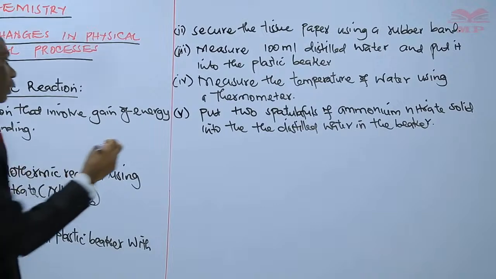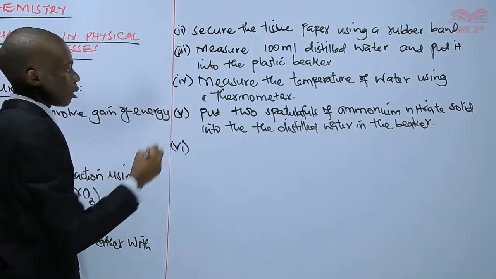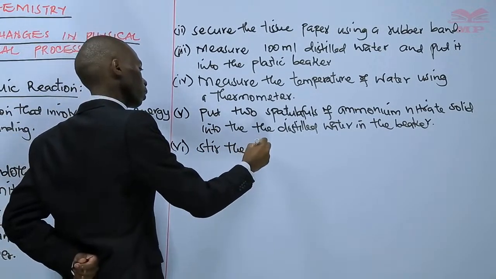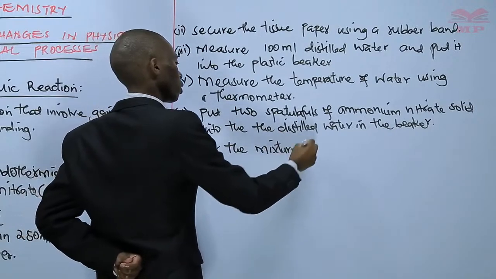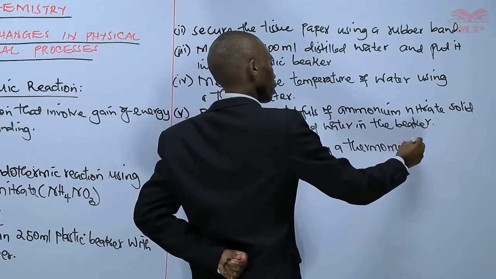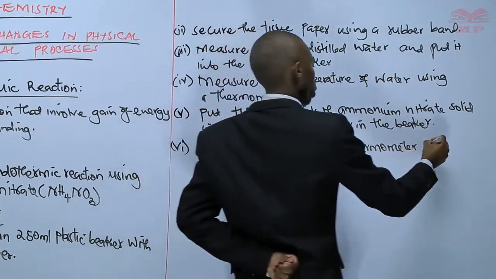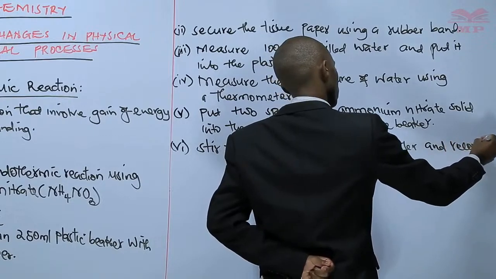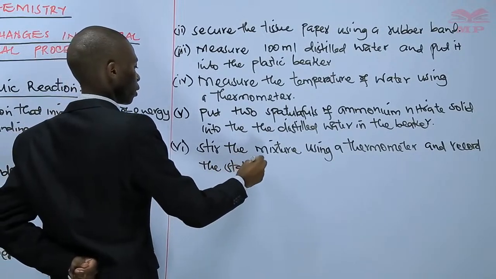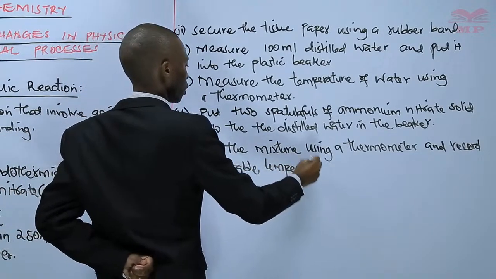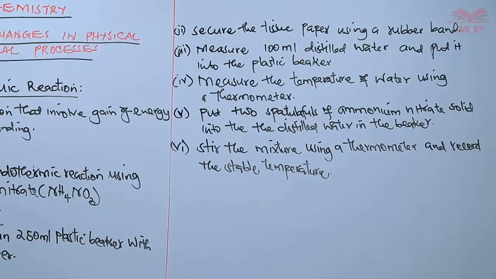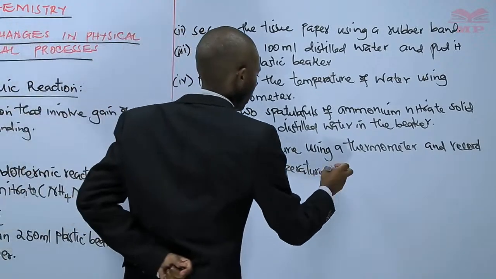Procedure number 6 is stir the mixture using a thermometer and record the stable temperature. And record the stable temperature realized.